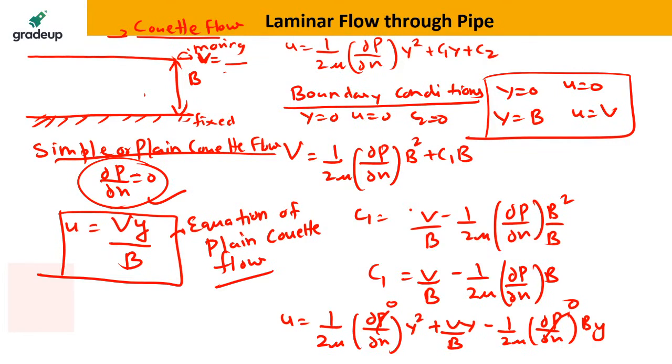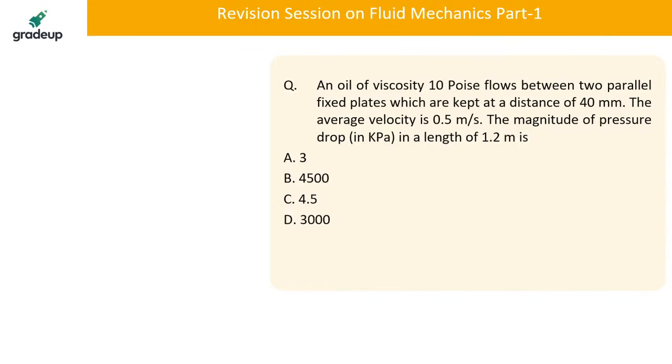Plain Couette flow, simple Couette flow, takes place when the pressure gradient becomes 0. When there is no pressure gradient, we can get the condition of simple or plain Couette flow. Now let us solve a few problems on the laminar flow through pipe and plate quickly. Then we are going to understand the turbulent flow. So hurry up guys, we have to quickly cover the laminar flow through pipe, then turbulent flow, then boundary layer, then dimensional analysis.